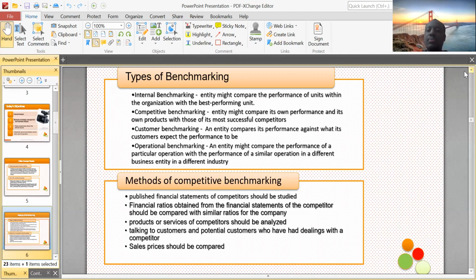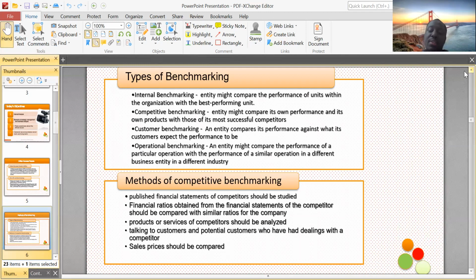Let's take an example. If you pick, let's say, Microsoft and Apple, these two are in the same industry. So let's use another example. If you pick Microsoft, which is a tech company, and Goldman Sachs, which is a bank, Microsoft can compare its IT operations with Goldman Sachs' IT operations. These are in different industries, but you can compare an operation within one with the other.